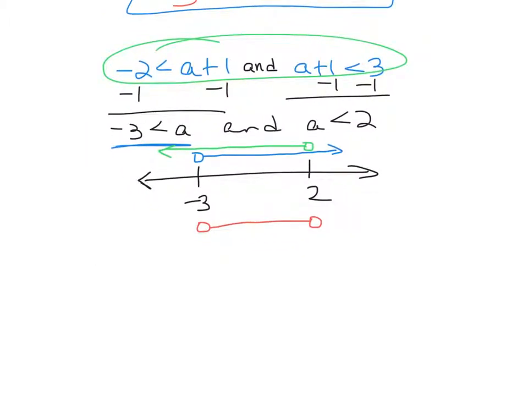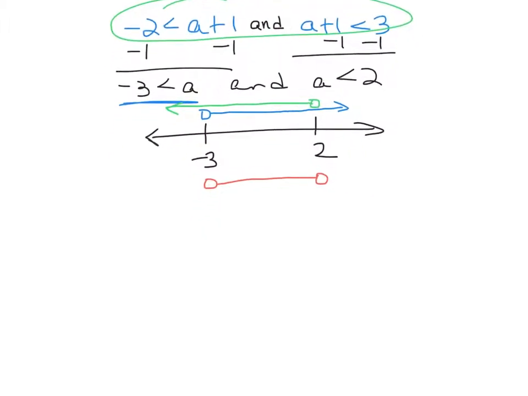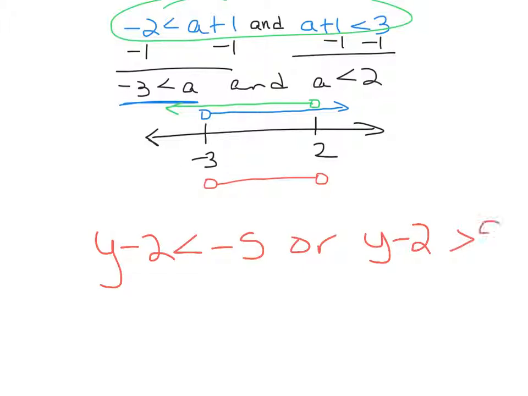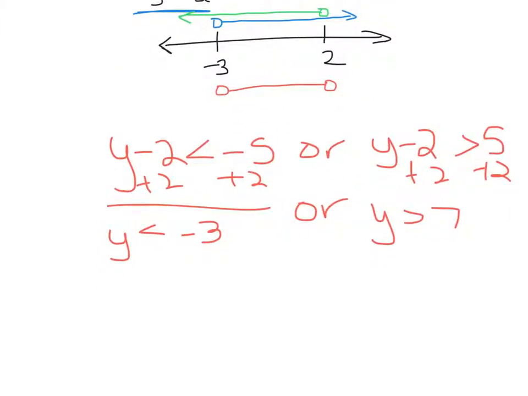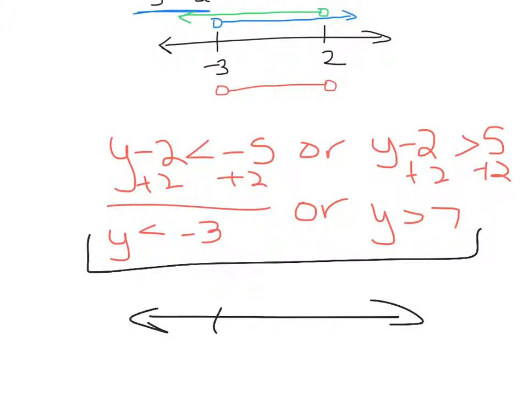Those cannot be written compoundly, so they will be separated with the word OR. So for example, if I have y minus 2 less than negative 5 or y minus 2 greater than 5, I'm going to solve each one individually. Add 2. Y is less than negative 3. Add 2. Y is greater than 7. So again, you'll graph it. So this is the whole part that you're going to write on the first line, and then you're going to write the graph.